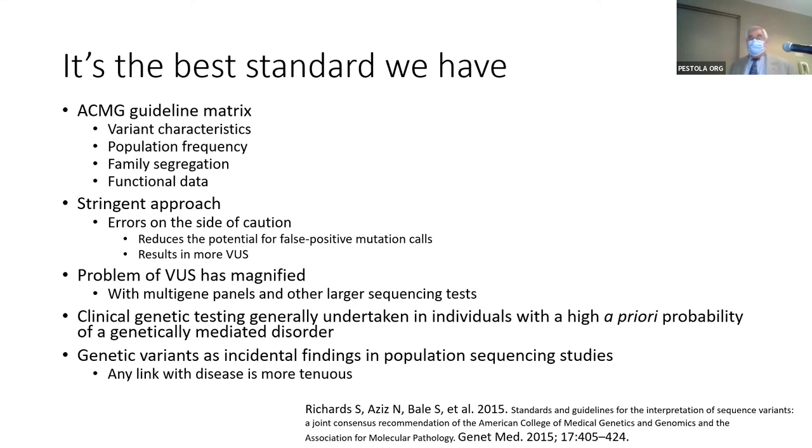So erring on the side of caution, magnifying our VUS problem. Every time you add more genes, you increase your VUS problem. Okay. So clinical genetic testing is usually taken in individuals who have a high a priori probability of having a genetically mediated disorder, as opposed to, oh, we're going to go screen the next 500 people on I-35 out here for variants in X, Y, or Z gene, and what do those variants mean? Unless they're on their way to one of the healthcare centers, those variants probably don't mean much of anything.